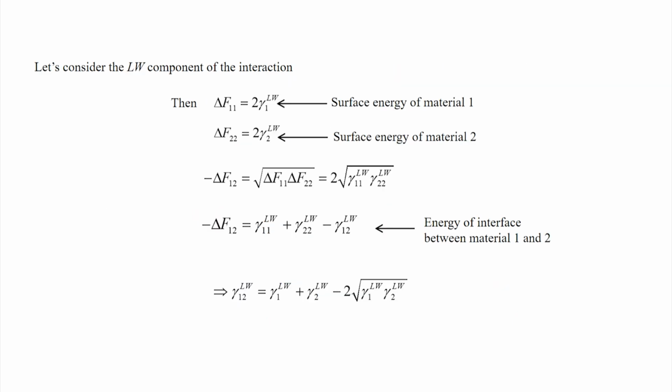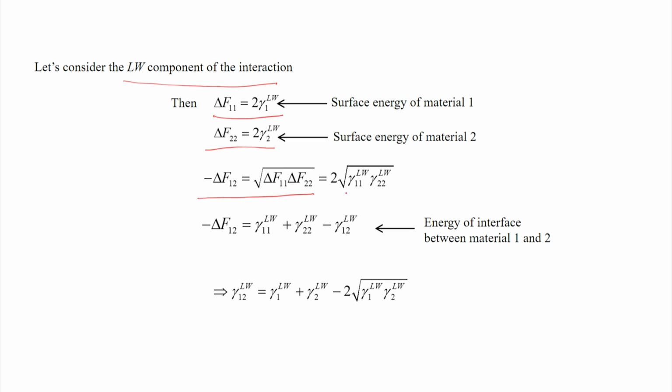Now, we have derived it earlier that delta F11 will be given by 2 gamma 1 LW. LW means this is the Lifshitz van der Waals component. Why I am writing LW here will be clear after some time, but for the time being let us accept that this is the LW Lifshitz van der Waals component of the interaction, basically the dispersion interaction, that is the London force. So, delta F11 is equal to 2 gamma 1 LW, delta F22 is 2 gamma 2 LW, and therefore, from this mixing rule, you multiply that.